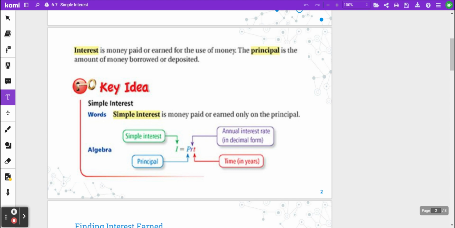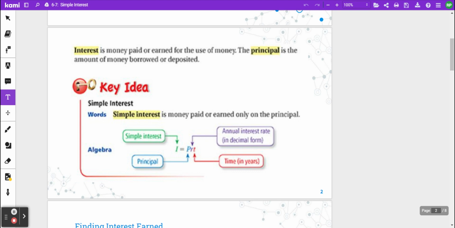Principal is the initial or starting amount of money that you either borrow or deposit. And then simple interest is money paid or earned only on the principal. When you get older, you'll learn about a little bit more advanced use of interest, and that's called compound interest.